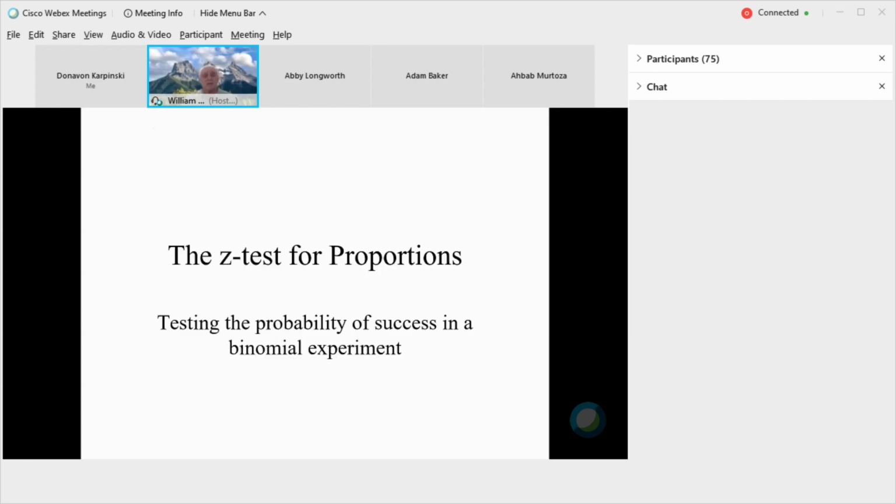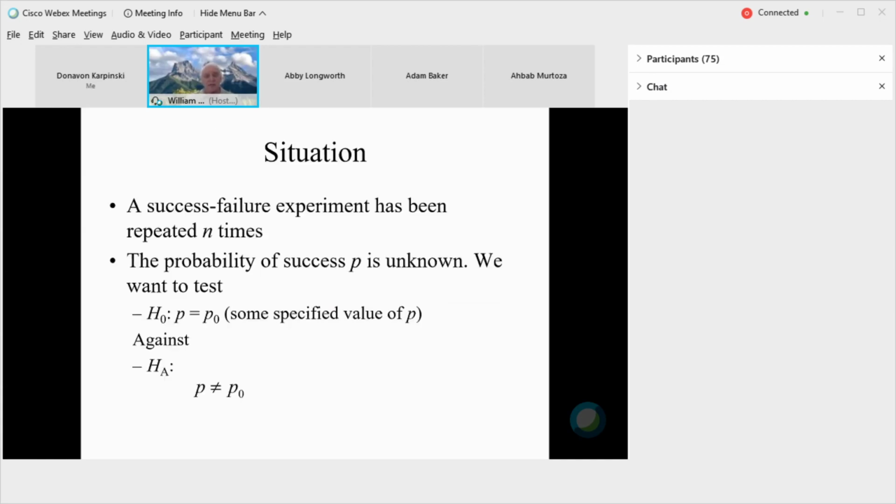The Z test for proportions tests the probability of success in a binomial experiment. So you have a success-failure experiment. It's repeated n times. The probability of success, P, is unknown. We want to test whether P is equal to P0, some specified number, against the hypothesis P not equal to P0.